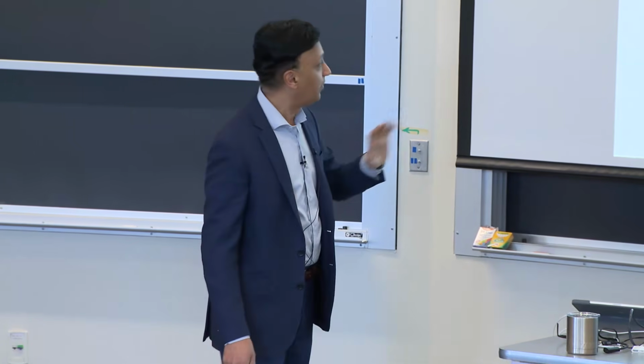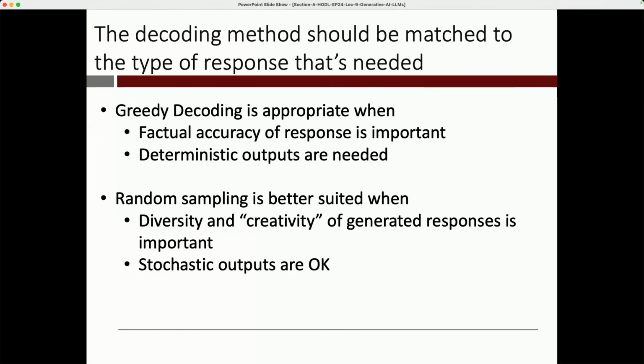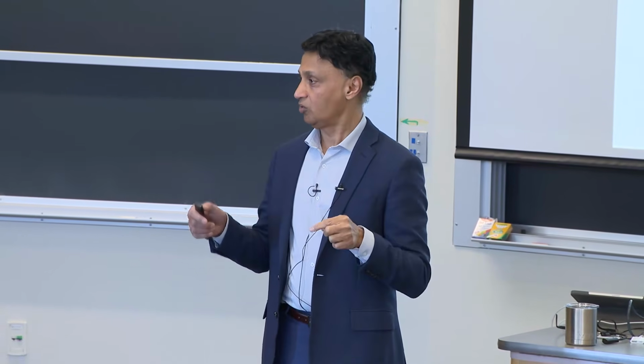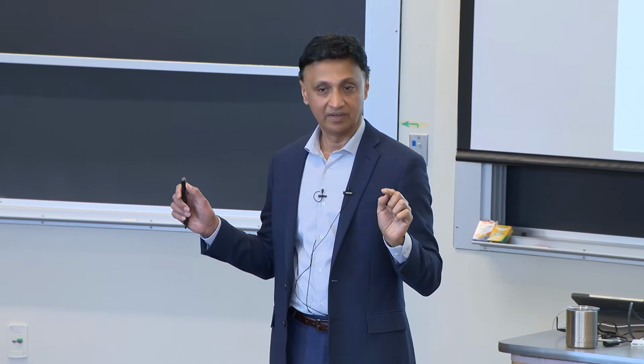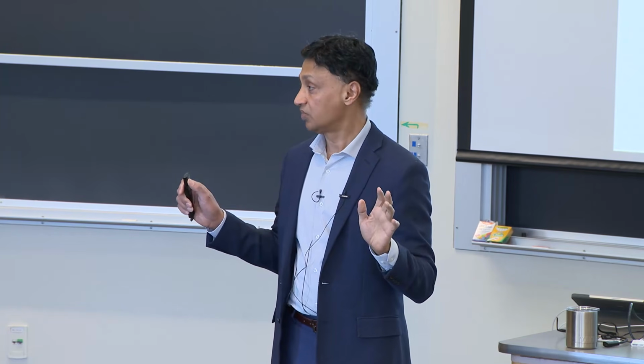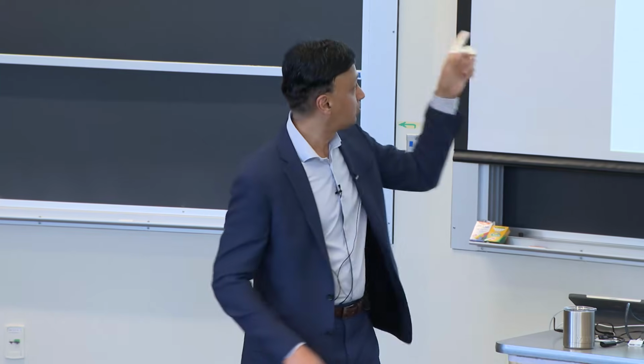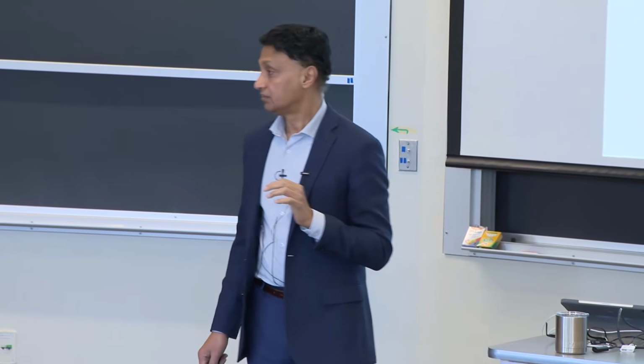So the broad thing to remember is that if you're working on questions for which the factual accuracy of the response is really important, and/or you want the output to be deterministic, meaning every time you ask it a particular question, you really want the same answer back. You can imagine a customer call support agent where two different customers ask the same question and they get different answers. You don't want that. So you want deterministic outputs. So in those situations, you should use greedy decoding. It's a good starting point.